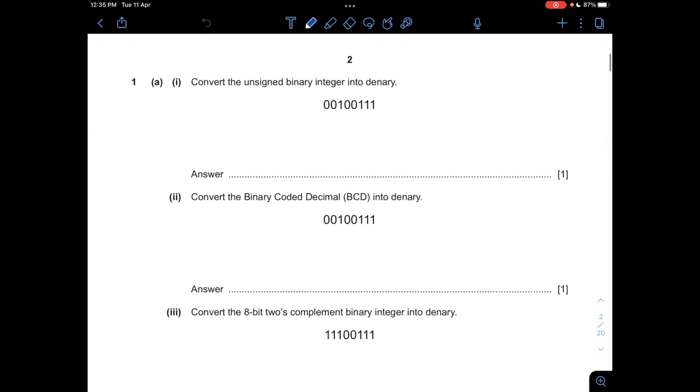Here's the first page and the first question. Convert the unsigned binary integer into denary. What does unsigned mean? Unsigned means that the number that you see here is not going to be differentiated into positive or negative number. It will just be a positive number. So now we're going to convert it into denary.